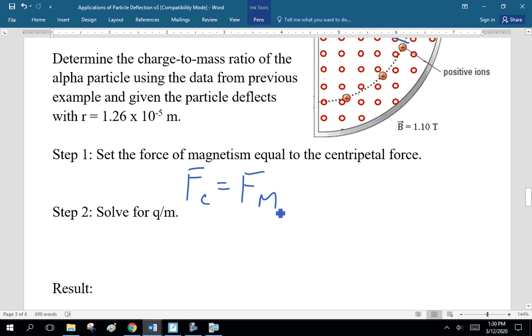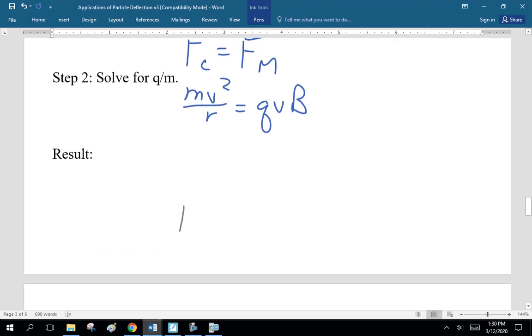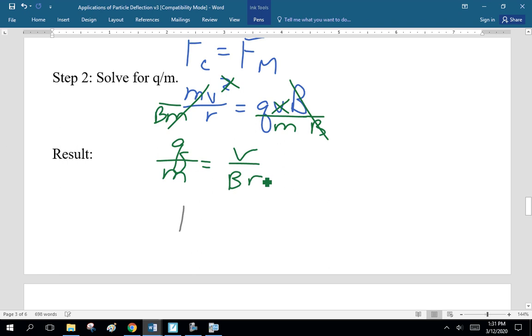Centripetal, what's the formula for centripetal force? mv squared over r equals qvb. Now, solving for q divided by m. Well, notice one of the velocities cancels out. We divide both sides by mass and charge, and then we have to divide both sides by B to get that B to cancel out. So charge over mass equals v over Br.